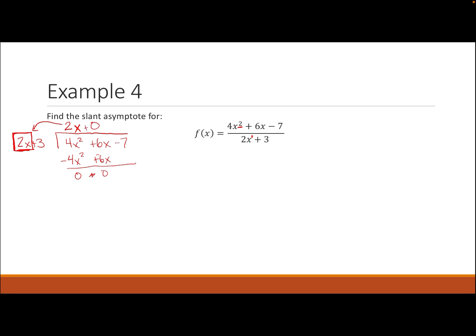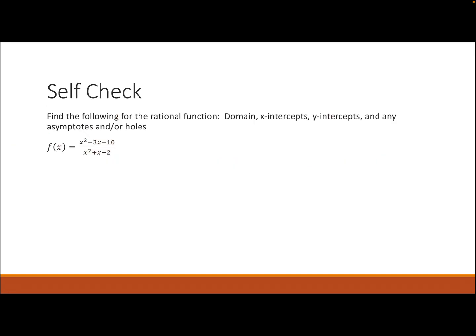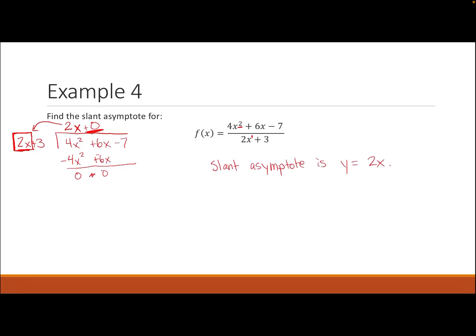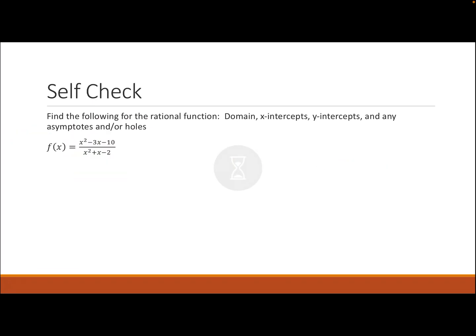And so our oblique asymptote, or slant asymptote, is y equals 2x. That's it. Sometimes there will be a y-intercept that is non-zero. That should come up on the next slide. Oh, is that it? Oh, sorry.